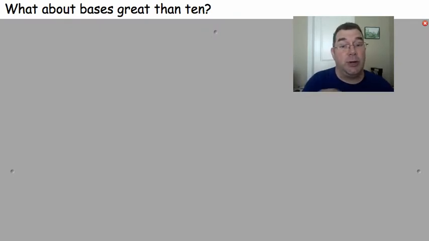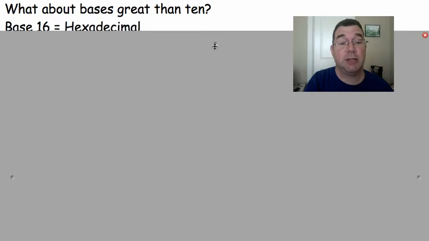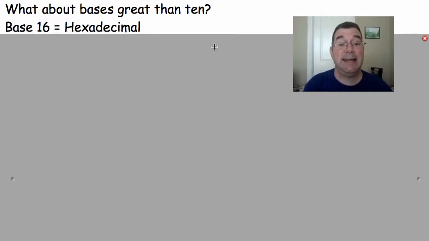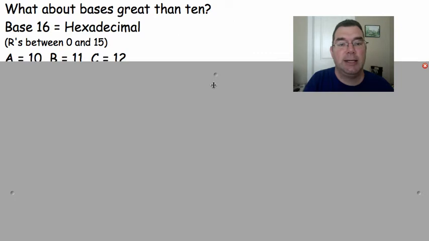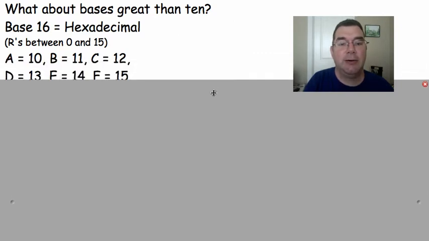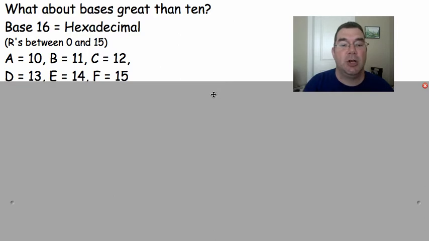Now, what if you had a base that was greater than 10? We only have 10 digits to work with. And an excellent example of that is something that's used in computer science all the time, and that's base 16, hexadecimal. So here's how they handle any system that has remainders between 0 and 15. Obviously, you can't use 2 digits to represent a single digit. So what they do is anything that was higher than 9, they replaced with a letter of the alphabet. So a remainder of 10 will be represented by the letter A, 11 is B, 12 is C, and so on, and then 15 is represented by the letter F.